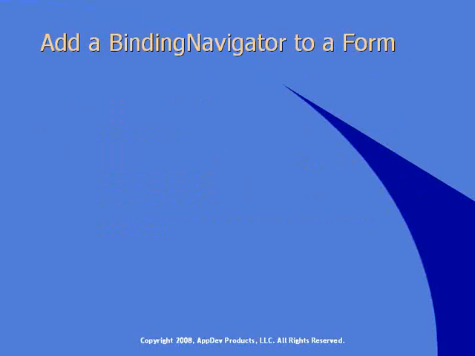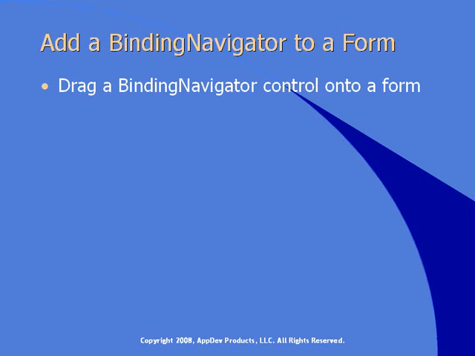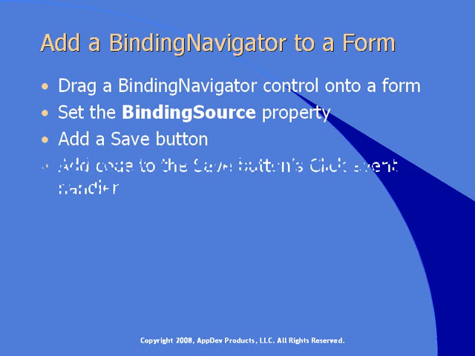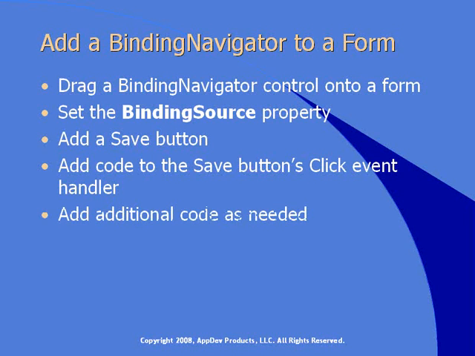And as I said, you can add a Binding Navigator to a form. The way to do this is you drag the Binding Navigator control from the toolbox onto the form, set the binding source property so you associate it with a table, add a Save button if you want, then add code to the Save button's click event handler to save data, and then add any additional code as needed. So let's go to demo and take a look at the Binding Navigator.